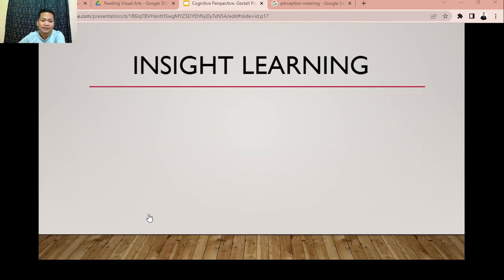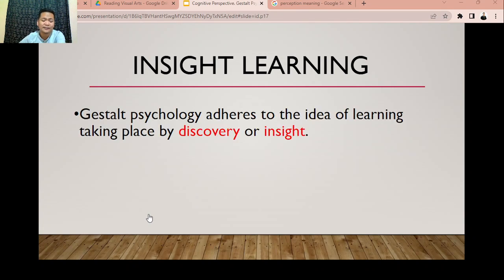Okay? So next we have insight learning. So tapos na tayo sa principles of the Gestalt Psychology. Now let's study insight learning. Still under Gestalt Psychology, it adheres to the idea of learning taking place by discovery or insight.